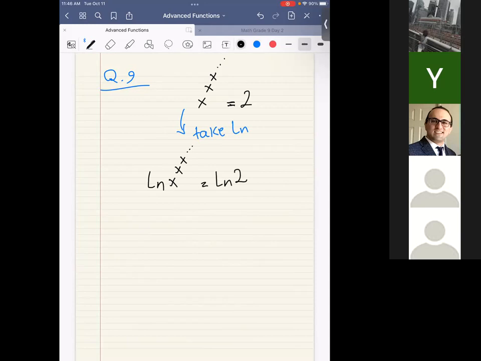Now, what can you say? We use one of the properties of log: you move the exponent to the front. So ln of x to the power a is a times ln of x. So it's equal to x to the power x to the power x like this, times ln of x. But now what?